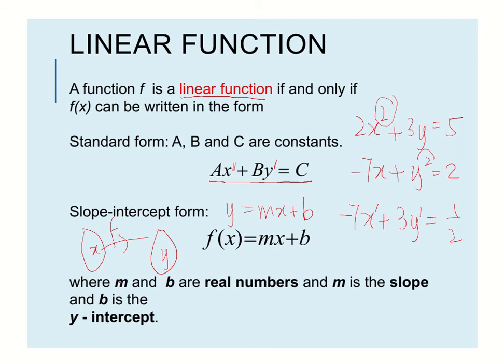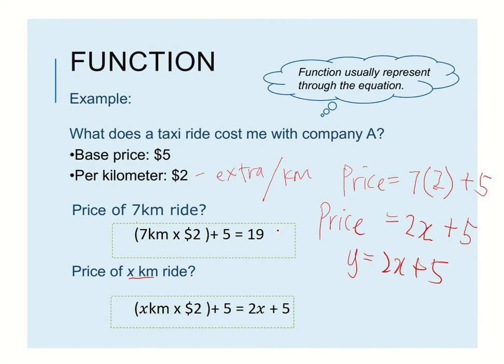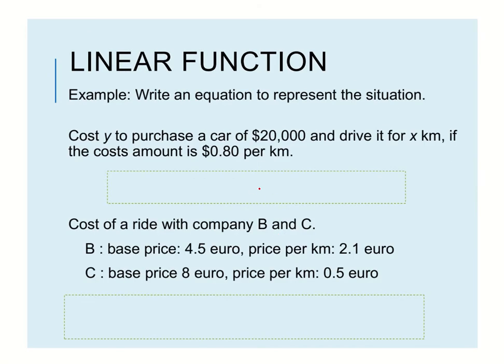The m and the b are real numbers, and m is called the slope, and b is called the y-intercept. We are going to talk about this later. Now let's take a look at an example here to understand linear function better.